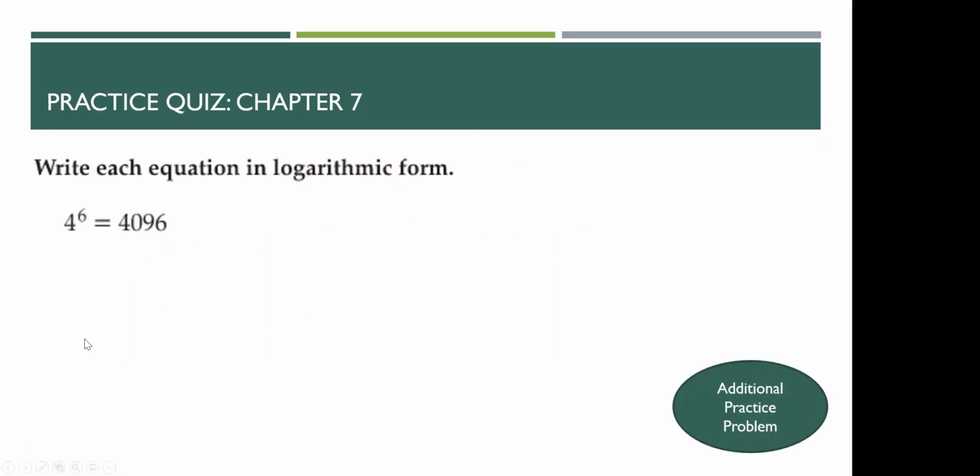All right, next problem. It says write each equation in logarithmic form. So now it is already in exponential form, and we want it in logarithmic form. So remember, b to the power of y equals x. So b is equal to 4, y is equal to 6, and x is equal to 4,096.